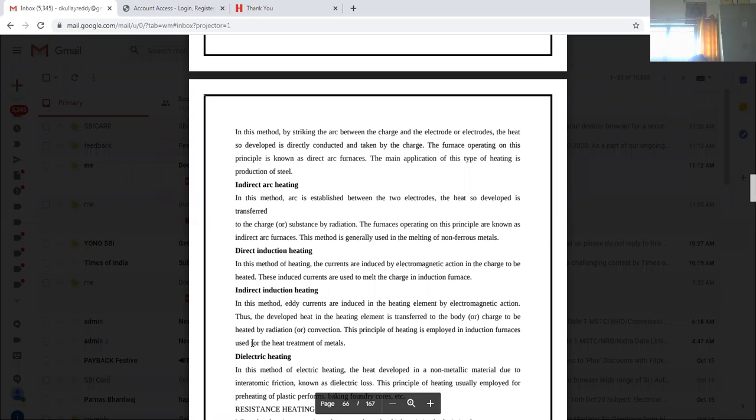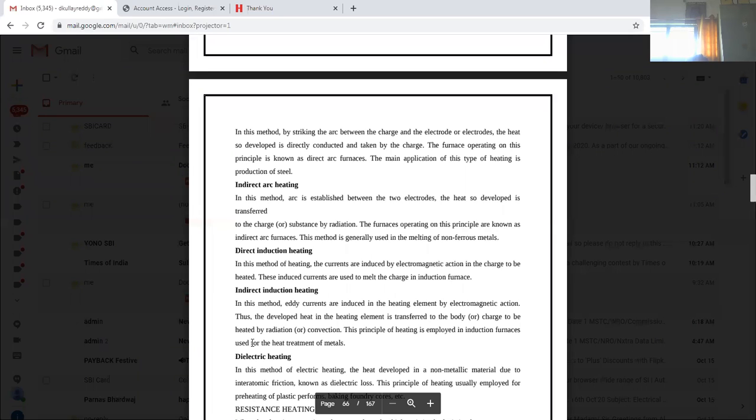The next type is direct induction heating. In this method, currents are induced by electromagnetic action in the charge to be heated. The induced currents are used to melt the charge in induction furnaces. The example is the induction furnace, which works on the electromagnetic induction process.